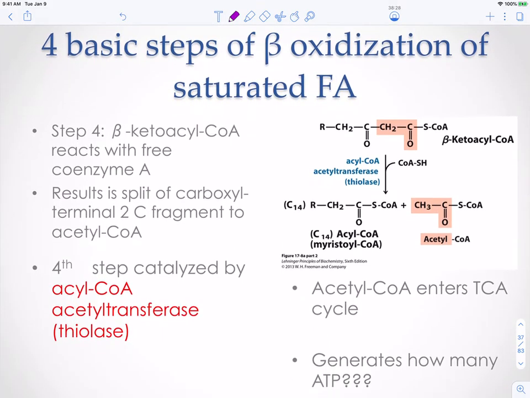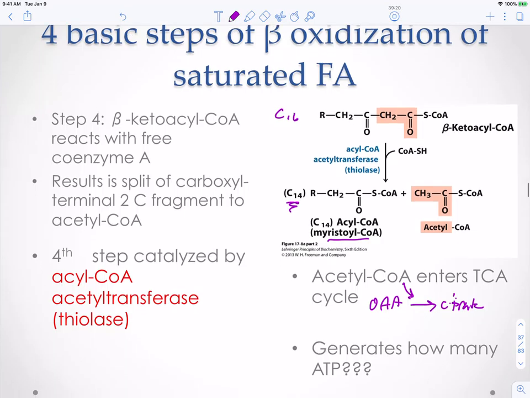Now step four is where you actually get the split of the acetyl-CoA, and then you're going to generate a shorter carbon. So we had our carbon 16, and we're going to generate our carbon 14. And this is done by a thiolase, specifically acyl-CoA acetyltransferase, and it's going to go from that beta-keto-acyl-CoA to both acetyl-CoA, and we're going to get myristoyl-CoA, which is that 14 carbon. Acetyl-CoA enters the TCA cycle, where oxaloacetate plus this goes to citrate. And then this is going to generate many ATP by feeding in through the TCA cycle.